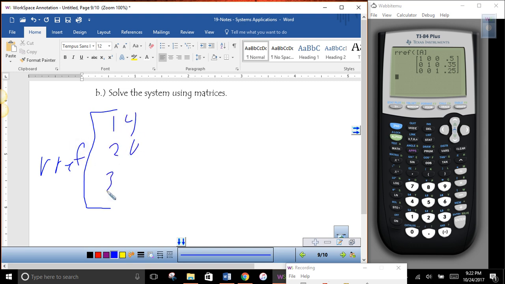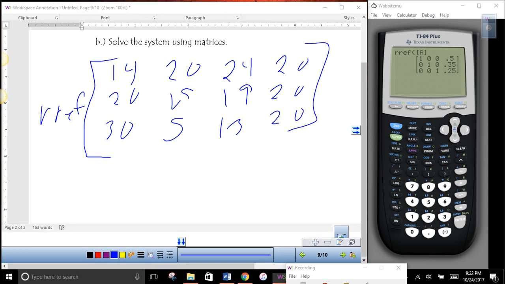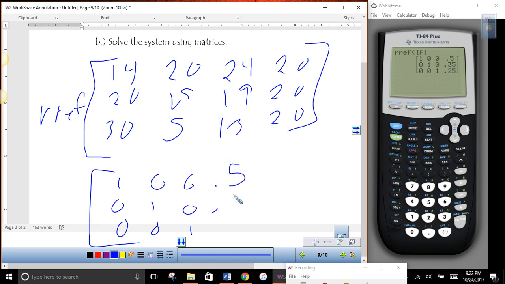13, 20, 30, sorry. What we typed into the calculator. You have it up front, up top, though. And then you're going to give me the answer. So what you got right here: 1 0 0, 0 1 0, 0 0 1, and then the important stuff: 0.5, 0.35, and 0.25.